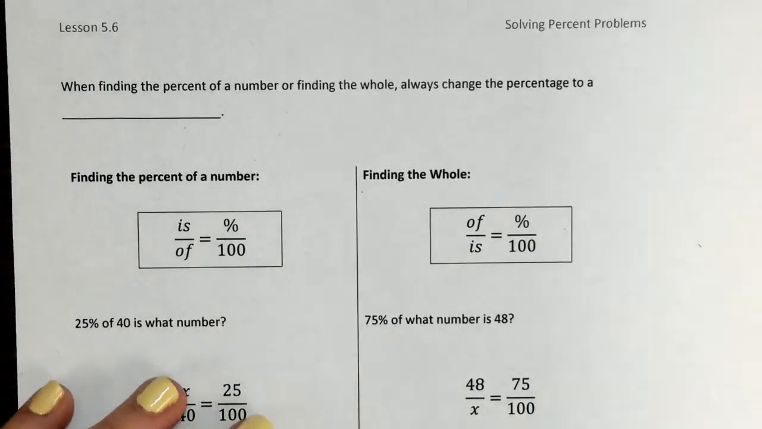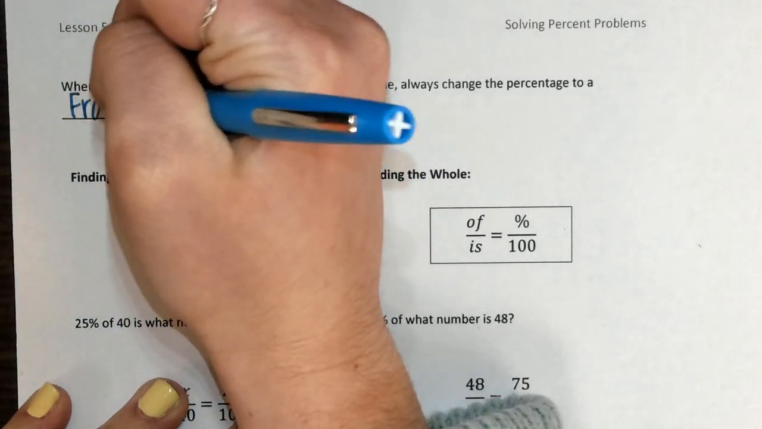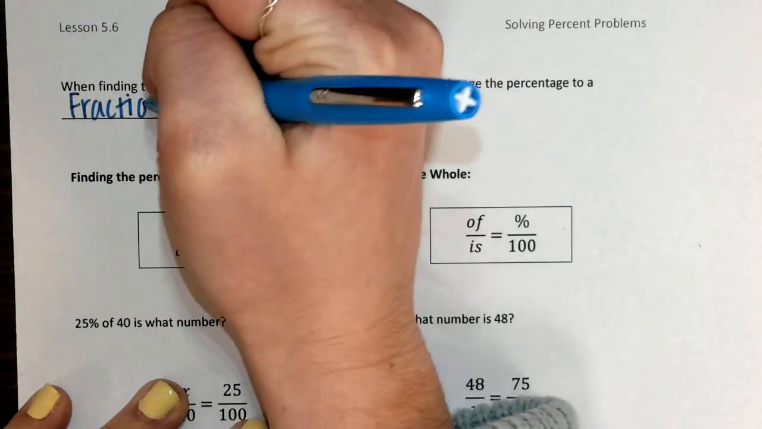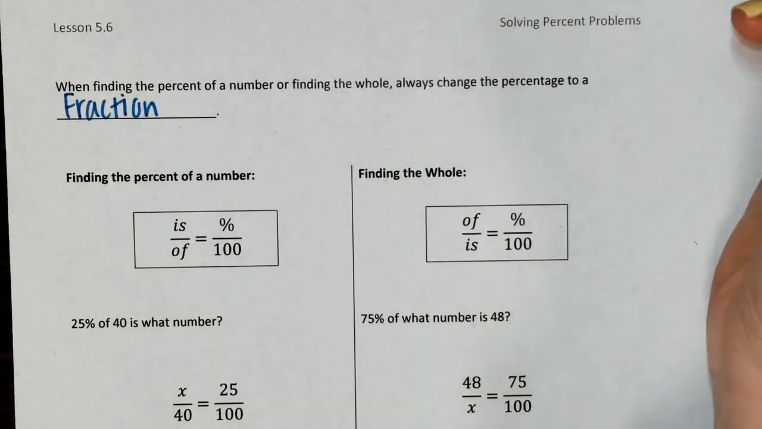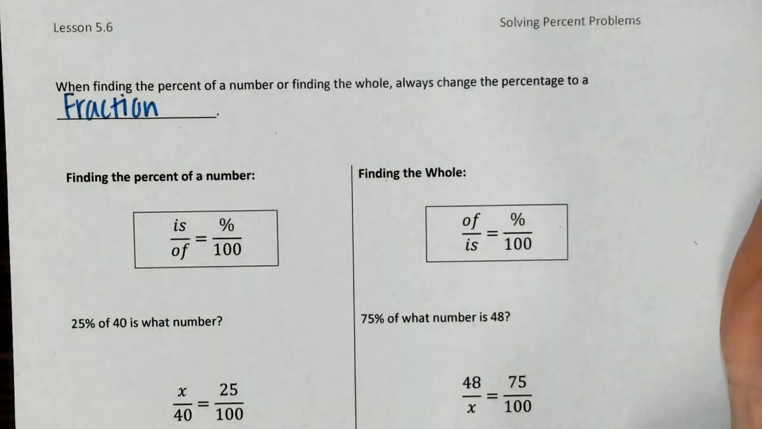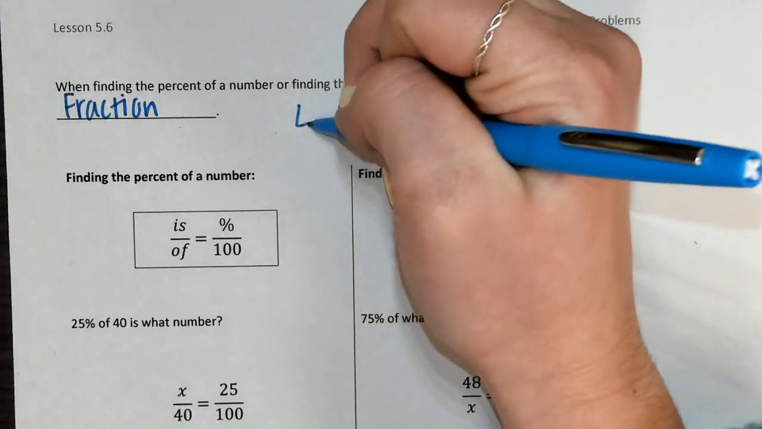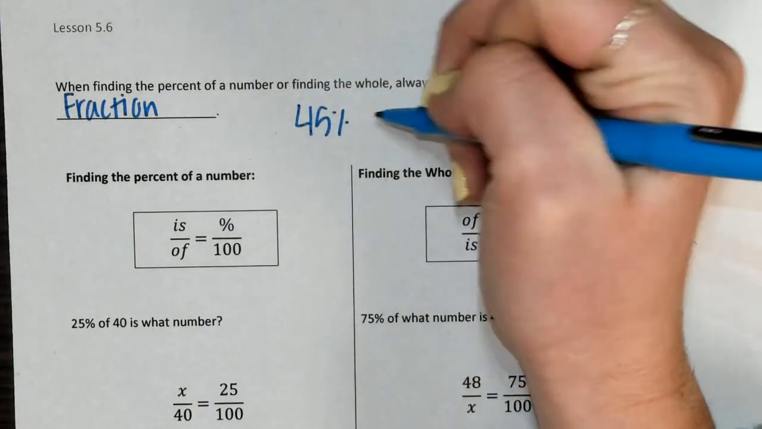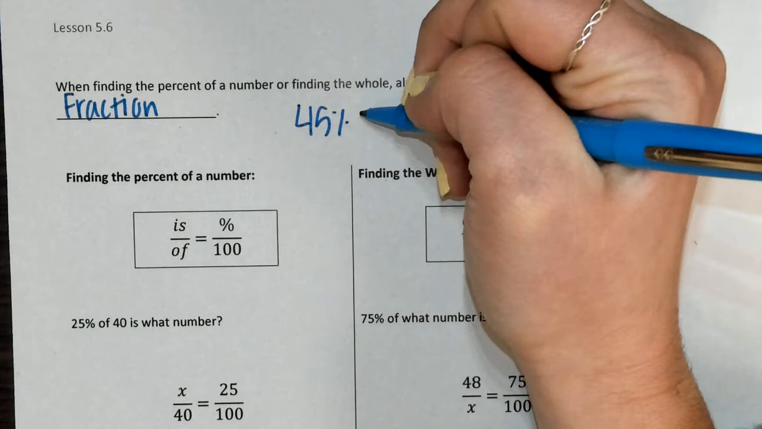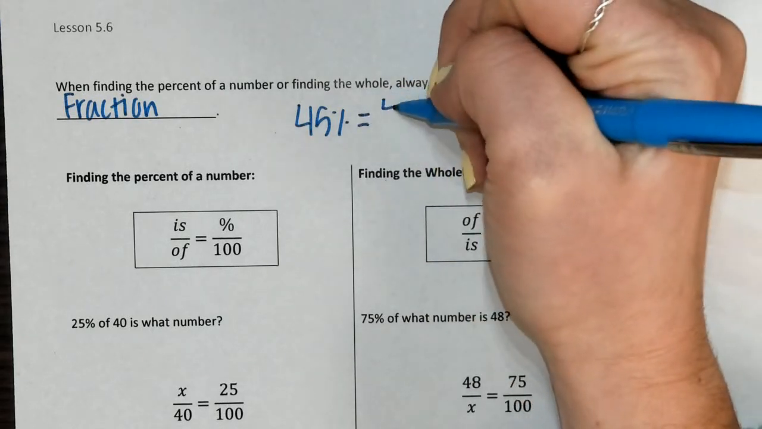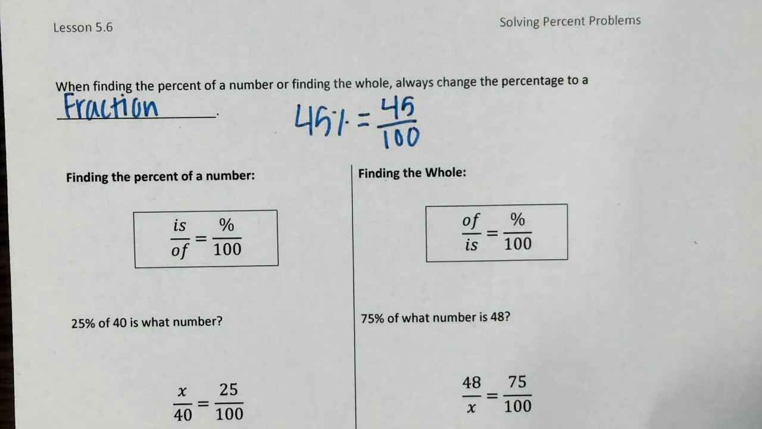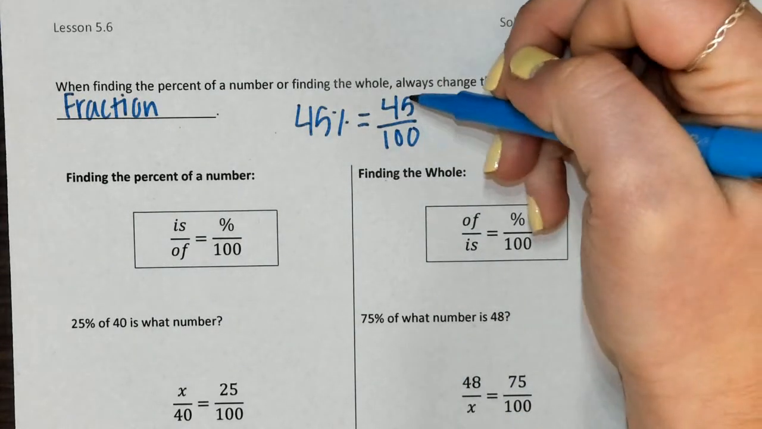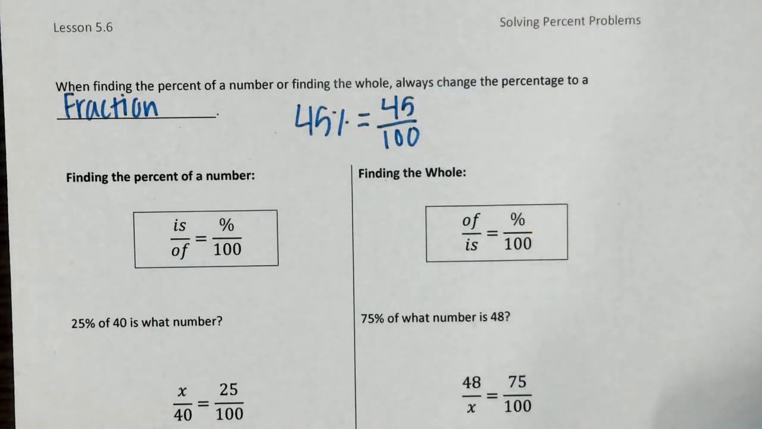So when finding the percent of a number or finding the whole, we always need to change the percentage to a fraction. That's the most important thing, the first thing you're going to do. So if we have 45% and we need to change that to a fraction, we will have 45 over 100, because percents always go over 100. So this is what we would use: 45 over 100.